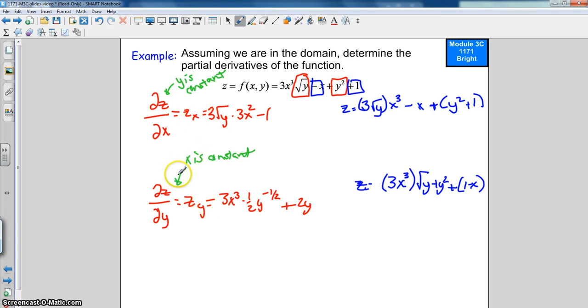Partial derivatives, again, think of whatever variable you're not differentiating with respect to as constant.